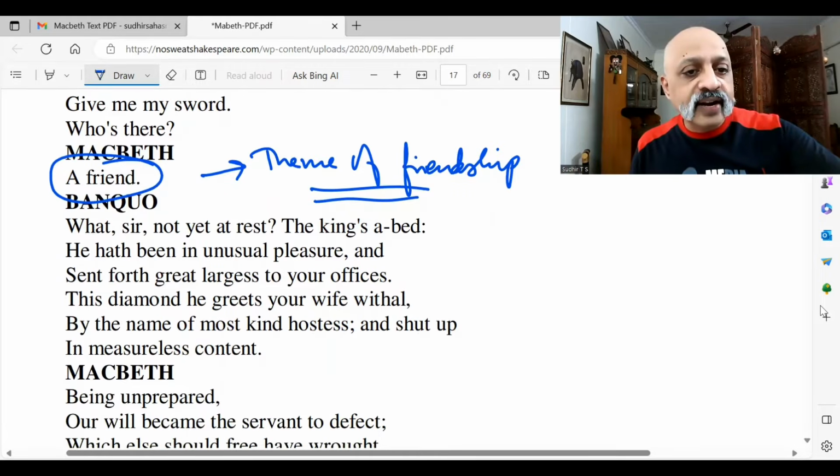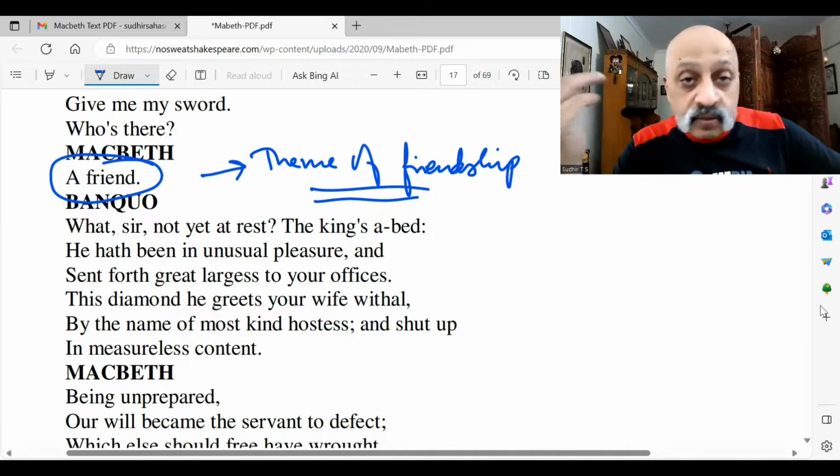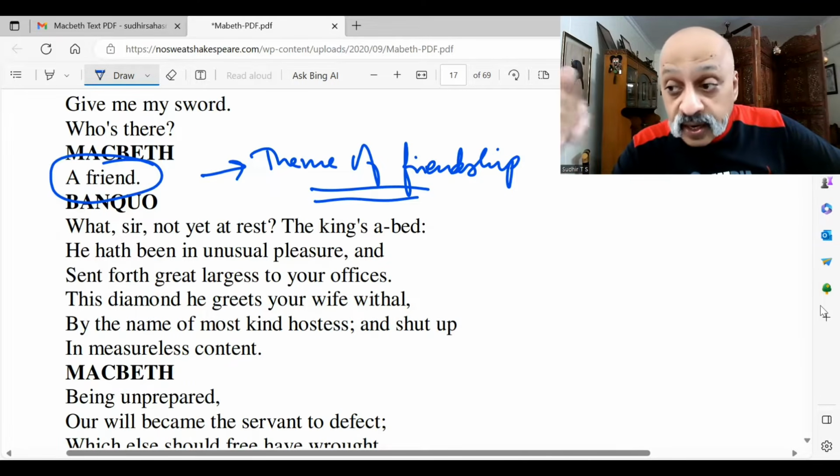What sir, not yet at rest, the king is at bed. So he says, क्या आप आराम नहीं कर रहे हैं? और ये राजा already सो गए हैं, and he has been very happy. He has been in unusual pleasure and sent forth great largesse to your offices. यानी कि आपके नौकरों को, आपके जो जितने भी लोग हैं यहाँ पर जो उनकी सेवा कर रहे थे, उनके लिए काफी सारे पुरस्कार, काफी सारे रिवार्ड्स उनको दिए हैं.